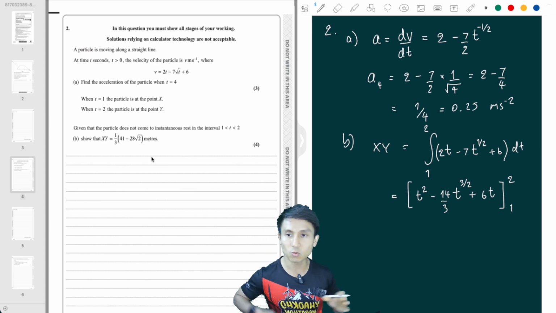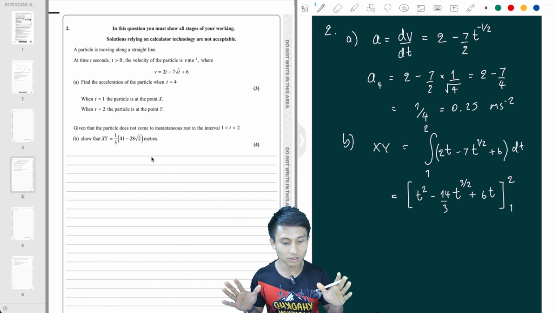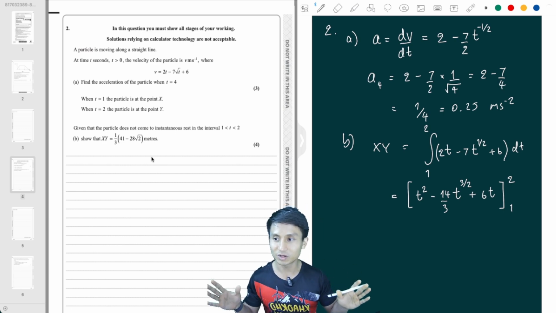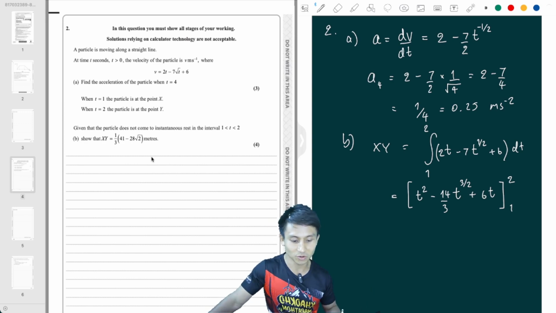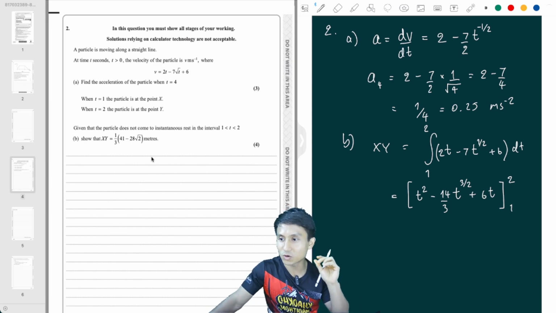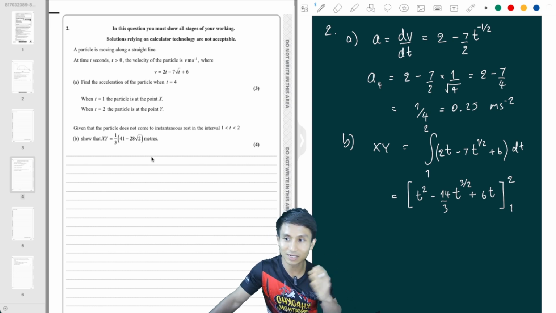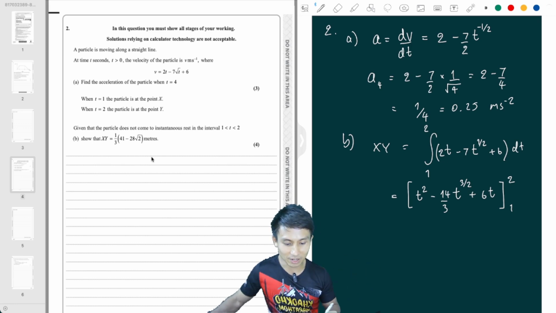Substituting the bounds. Now, the way I do the bounds here might be a little different to other people. I prefer doing it term by term, not by bounds. People would normally substitute in the upper bound first for all the terms, and then subtract by subbing in all the terms by the lower bound. But I do it like this.